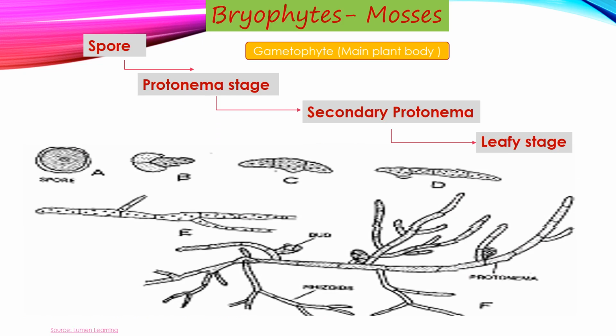The first stage is formation of protonema from the spores. In this stage, the spores germinate first into a small green filament-like structure called protonema. The protonema means first thread. Protonema grows into a creeping branch to form a secondary protonema. From the secondary protonema, a lateral bud arises. This lateral bud grows into an upright, slender, axis-bearing, spirally arranged leaf-like structure.